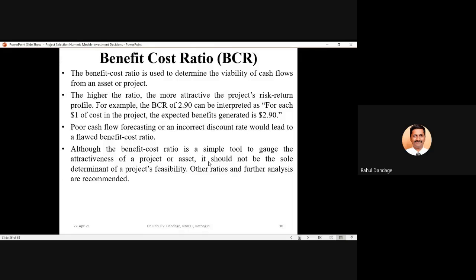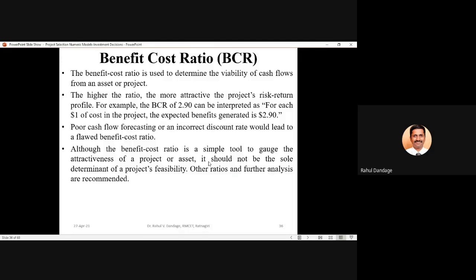Poor cash flow forecasting or an incorrect discount rate would lead to a flawed benefit cost ratio. So all these techniques depend upon the forecasted values for the benefits and costs which will be there in your project. If that forecasting has inaccuracy, then definitely the results of the benefit cost ratio will be poor.